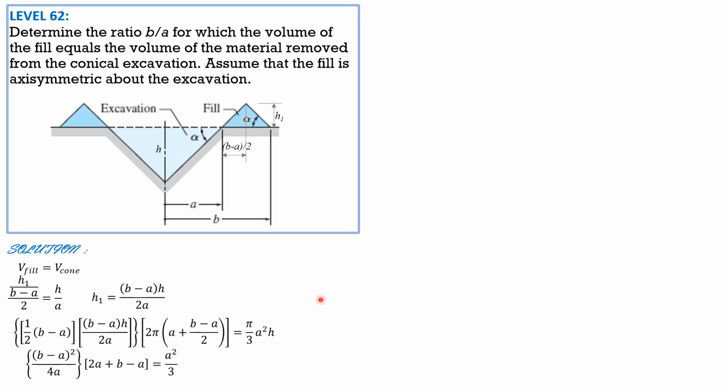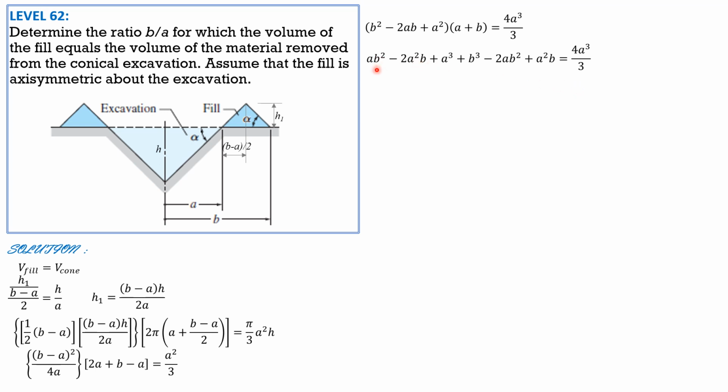So expand this value. This is A plus B. Then cross multiply. So (B squared minus 2AB plus A squared) times (A plus B) equals 4/3 A cubed. Distribute: AB squared minus 2A squared B plus A cubed, then plus B cubed minus 2AB squared, then plus A squared B, which is this, equals 4/3 A cubed.